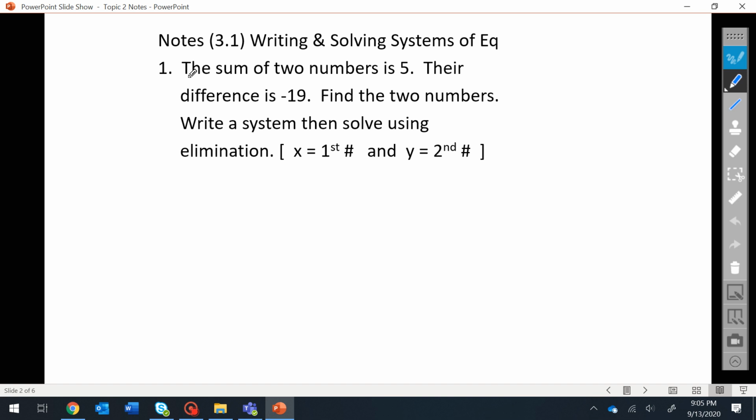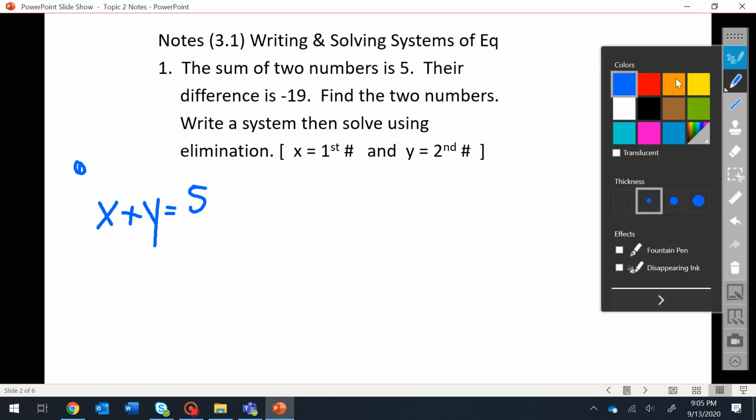Okay, so let's start with the first equation. The sum of two numbers is 5. So the first number is x, the second number is y, their sum is 5. Alright, so our first equation is x plus y equals 5.